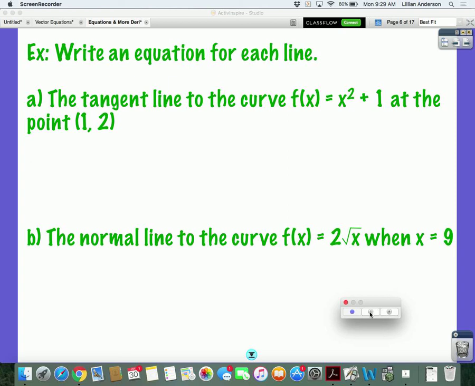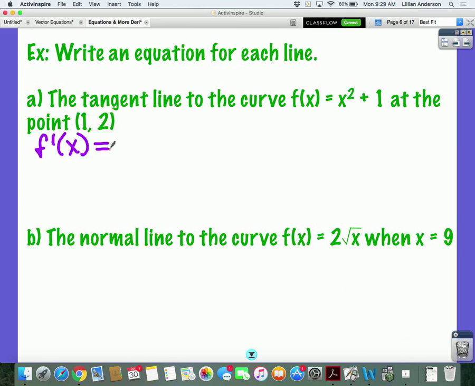So it's pretty simple. First off, the tangent line means you gotta find the what? You gotta find the derivative. So we find the derivative of the function. This is a pretty simple one, but we start off easy and work our way to the more challenging ones. What's the derivative of x squared plus 1?